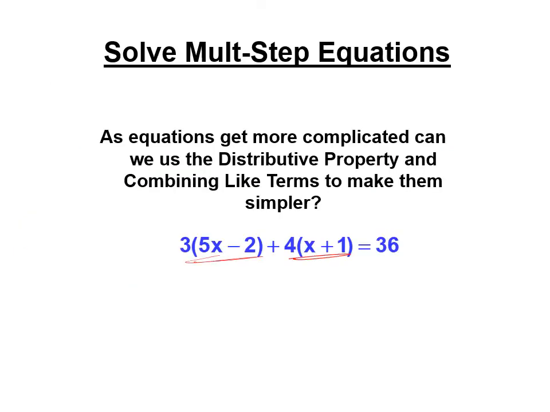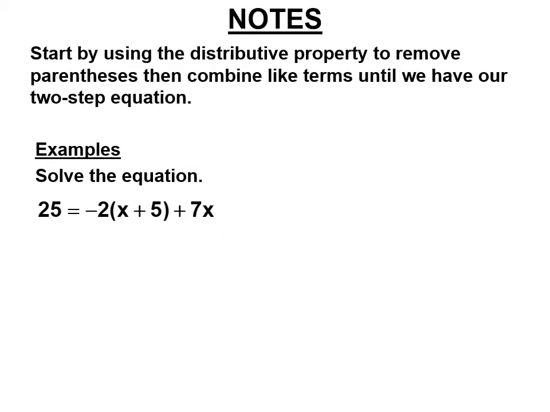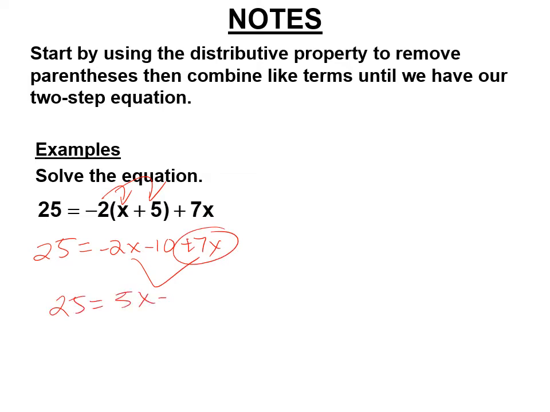So words are going to be a little more complicated than that, but you would just distribute the 3 here and the positive 4 here, and you would solve, keep going. So let's see some. First thing you do is distributive property. You want to get rid of those parentheses. So 25 equals negative 2x minus 10 plus 7x. Negative 2x plus 7x is 5x. 5x minus 10. So we did distributive property and we combined like terms all in the same problem.